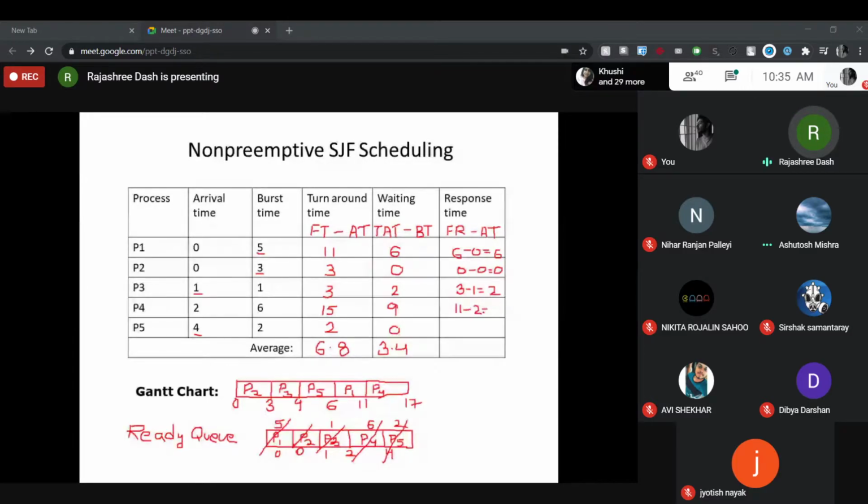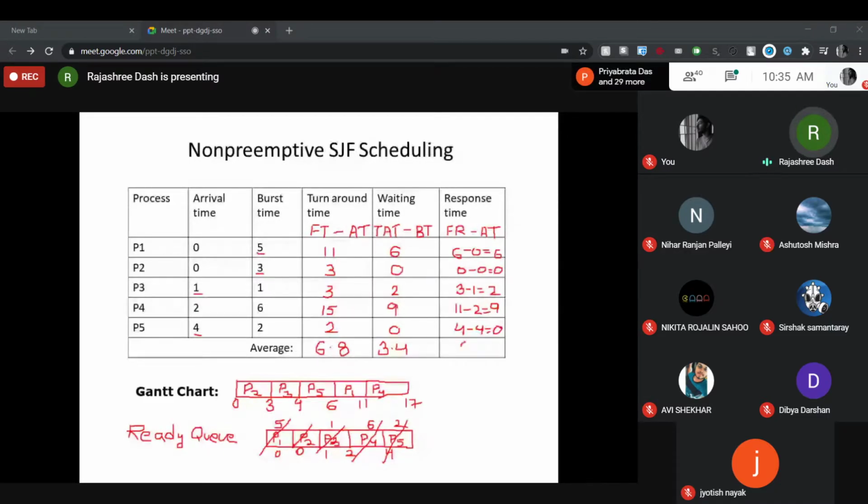11 minus 2, that is 9. For P5, 4 minus 4, 0. 4 minus 4, that is 0. So now here also, if you compare the response time with the waiting time, 3.4, you will find that it is same.